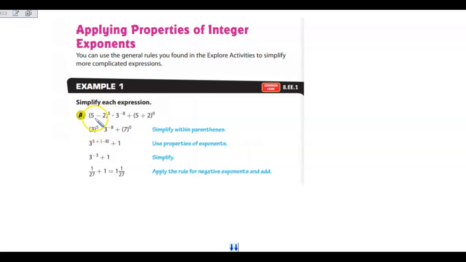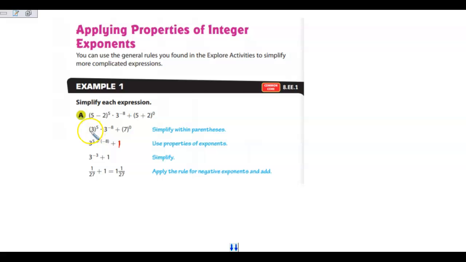So our first example here is 5 minus 2 to the 5th power minus 3 to the negative 8th power plus, inside parentheses, 5 plus 2 to the 0 power. And with the order of operations, we always do inside grouping symbols first. So 5 minus 2 is 3, and 5 plus 2 is 7. So now I look at the exponents. And we all know that anything to the power of 0 is always going to be 1. So that's where this 1 comes from.